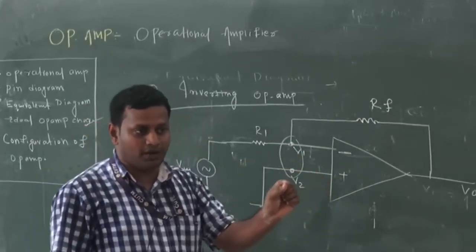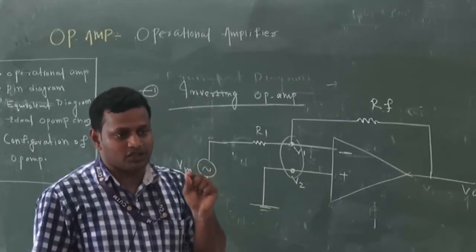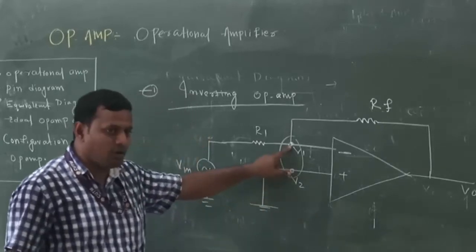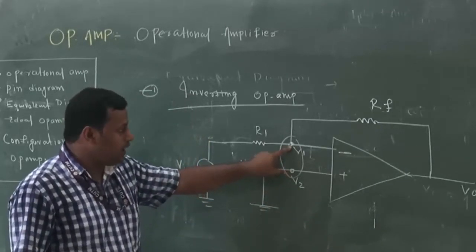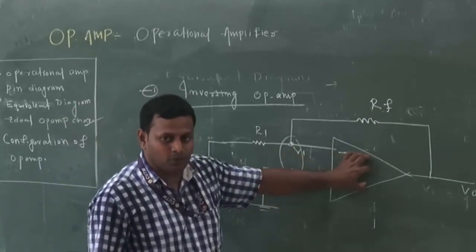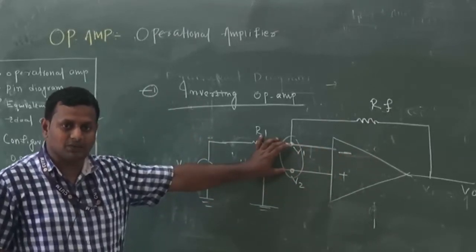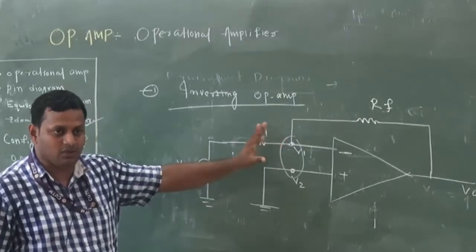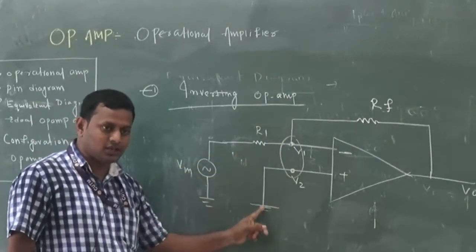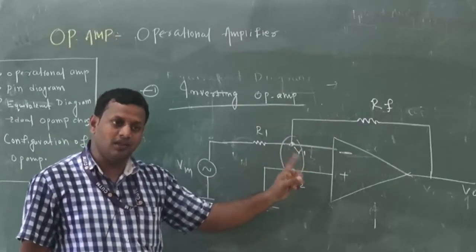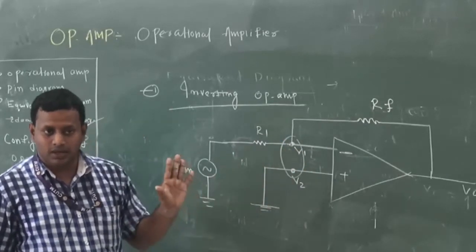The question may be a 2-mark question: what is the meaning of the virtual ground concept? The virtual ground concept says that even if the V1 node is not connected to ground, in order for the op-amp to be ideal, VID must be equal to 0. So VID equal to 0 means V2 minus V1 is equal to 0. As V2 is connected to ground, V2 is equal to 0, which implies that V1 is equal to 0 even if it is not connected to ground, right?